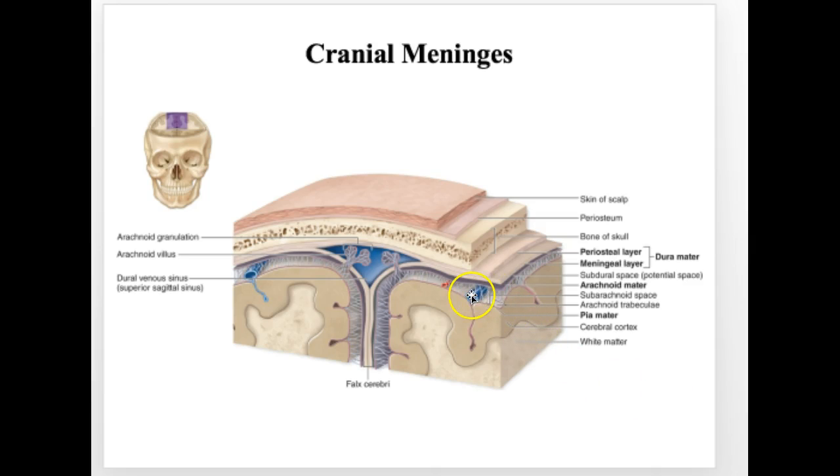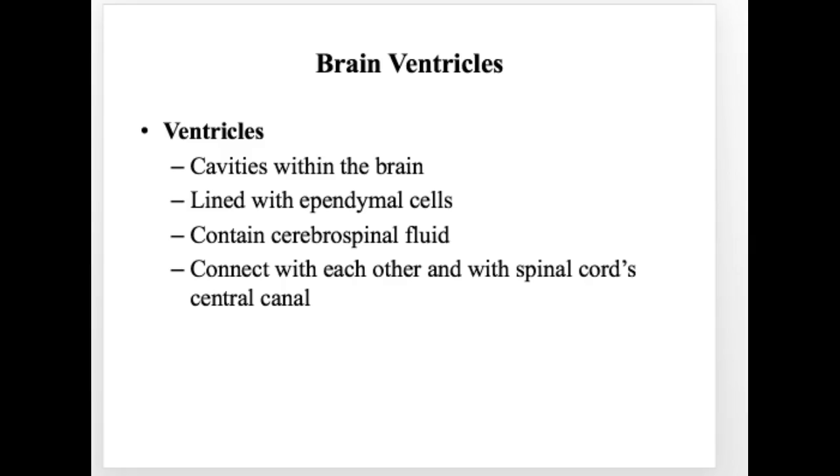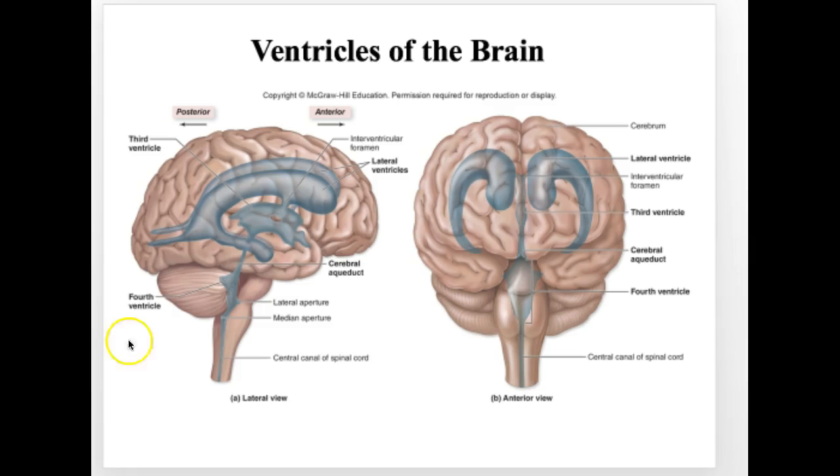They allow for spaces for blood vessels to provide nutrients to the brain tissue, and they also help in the circulation of cerebrospinal fluid, which is formed in the ventricles or the cavities within the brain. Remember, we talked about supportive cells in the prior lecture. One type of supportive cell is the ependymal cell, and that cell lines these cavities or ventricles within the brain and helps in forming cerebrospinal fluid.